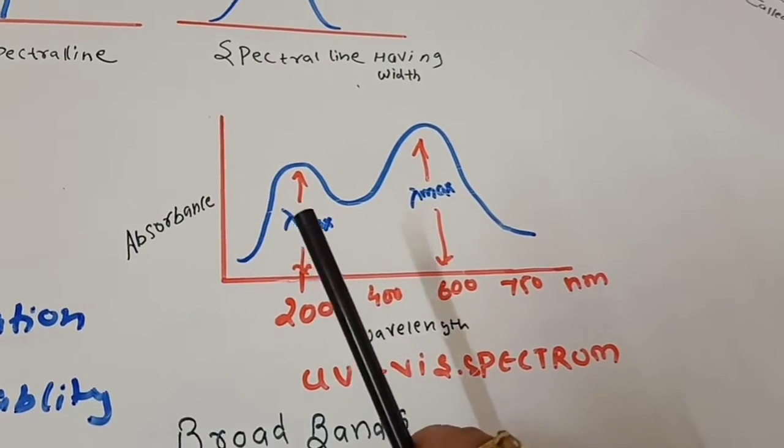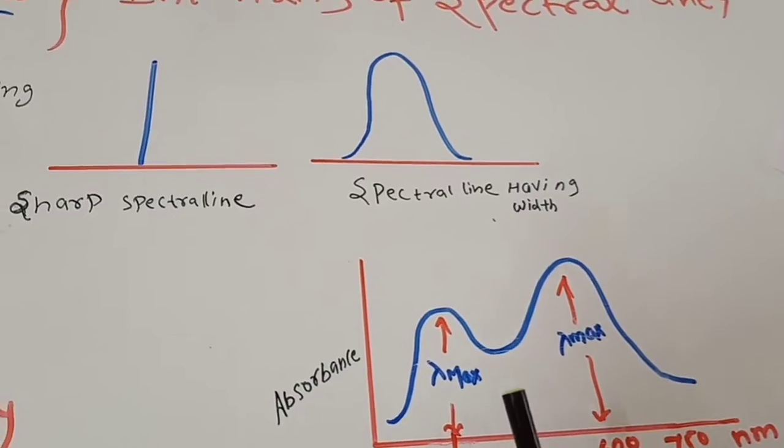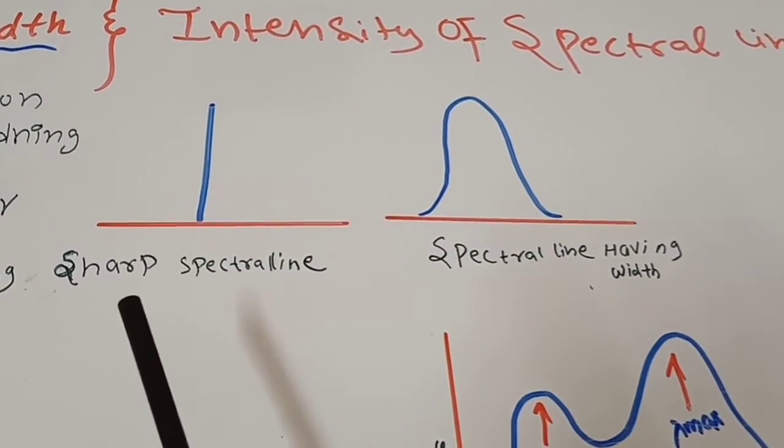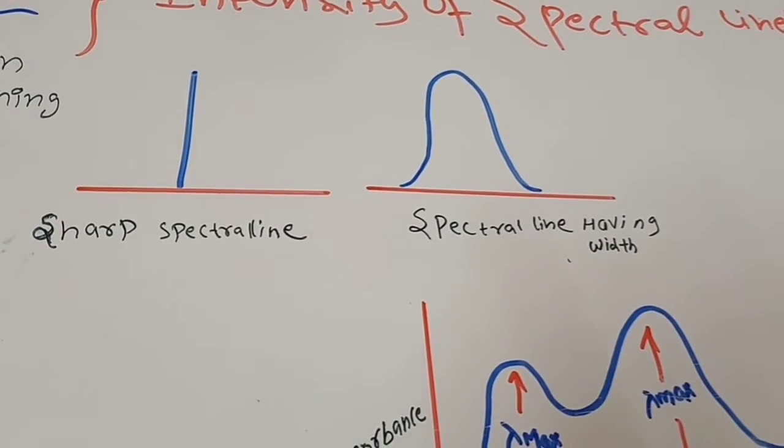So just as I told you, the broad bandwidth is very important for any spectrum. So here we can say that in any spectrum either you will have the sharp spectral lines or you can have the width, means हमको broad band type के spectrum मिल सकते हैं.